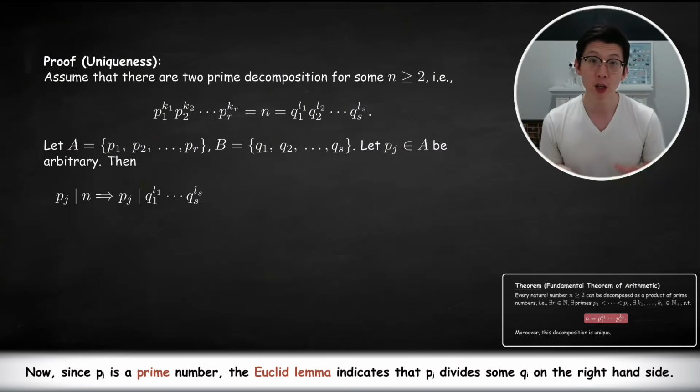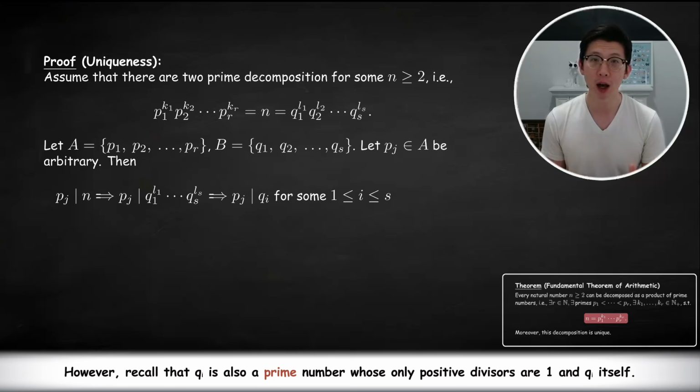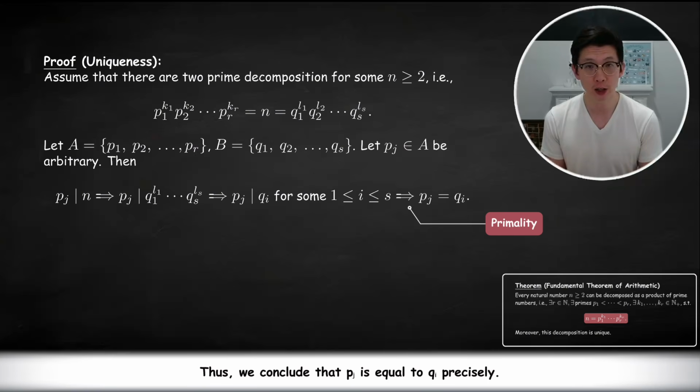Now, since Pj is a prime number, the Euclid lemma indicates that Pj divides some qi on the right-hand side. However, recall that qi is also a prime number, whose only positive divisors are 1 and qi itself. Since Pj is a prime number, it is not equal to 1. Thus, we conclude that Pj is equal to qi precisely.